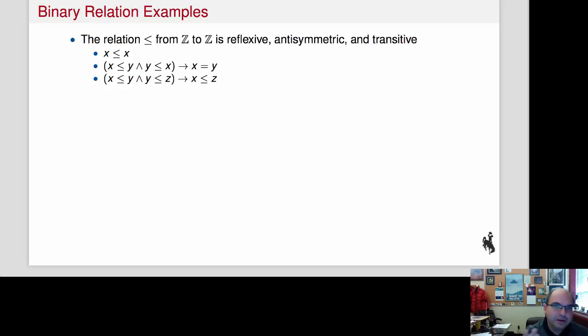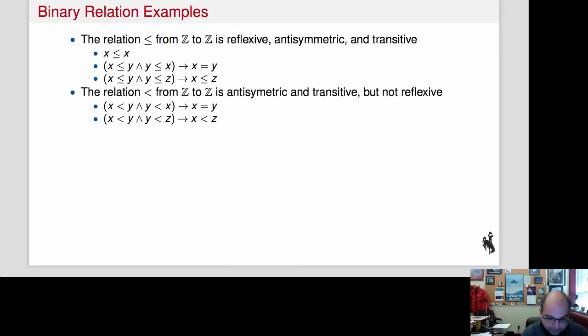And transitivity, that's pretty easy. If x is less than or equal to y and y is less than or equal to z, then absolutely x is less than or equal to z, okay? So yeah, we have that. Let's see. How about less than?